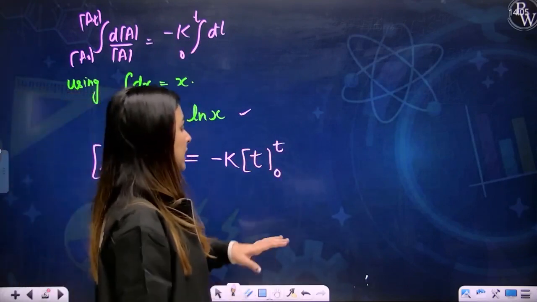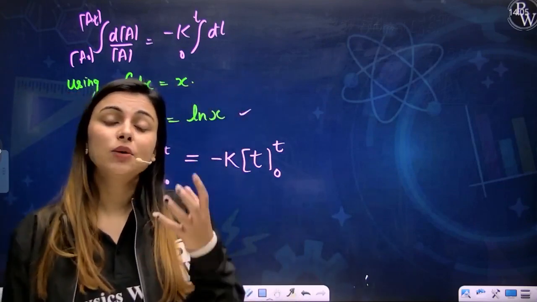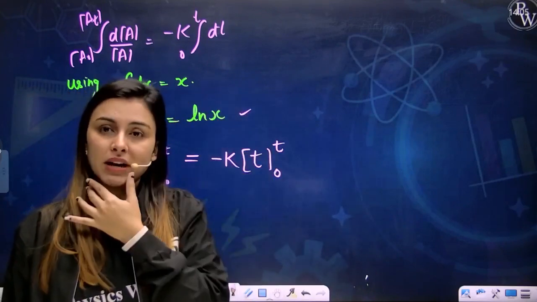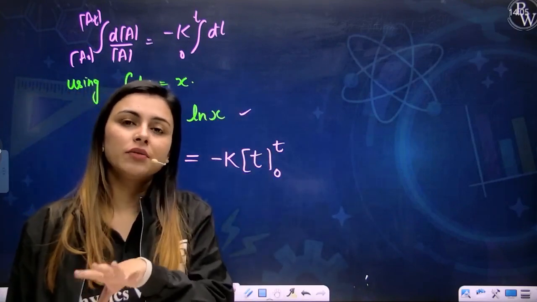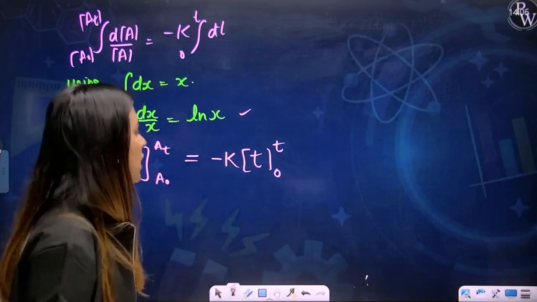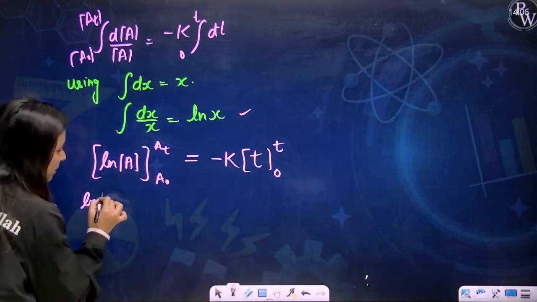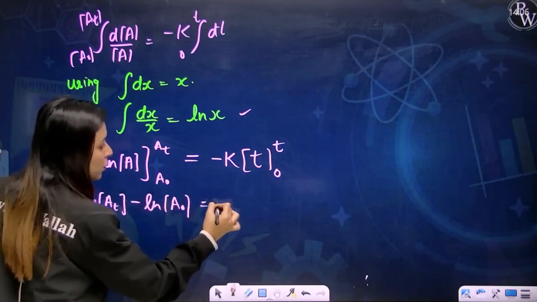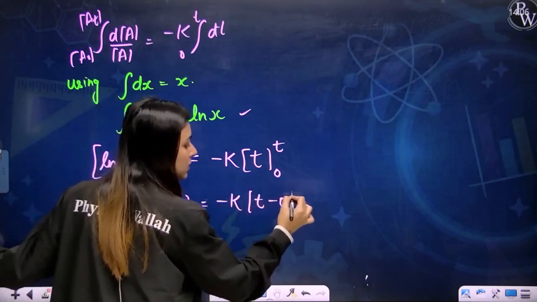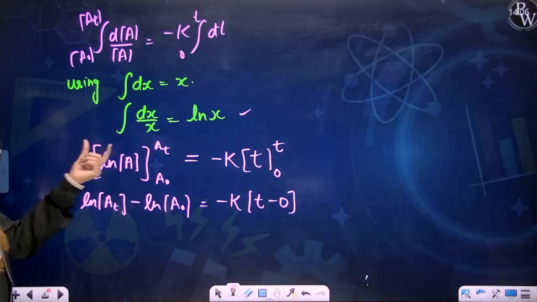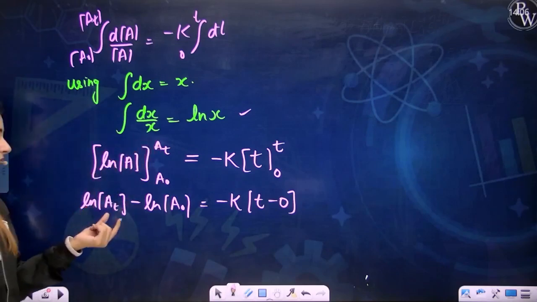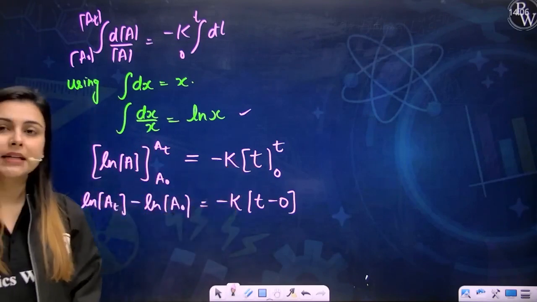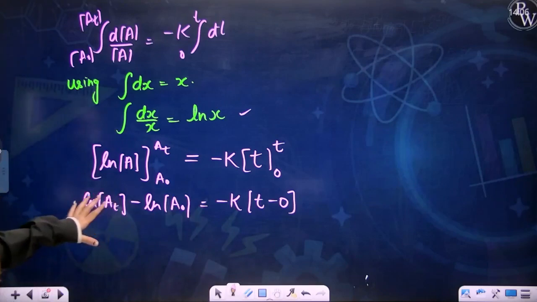Now, when you write this, you need to understand that whenever you put the limits, always the upper limit is to be put first, and then we put the lower limit and subtract it. So this would be, my dear students, ln of At minus ln of A naught is equal to minus kt minus 0. What did I do? I integrated it. The upper limit: ln of At minus ln of A naught is equal to minus kt minus 0, which is minus kt. Yes, perfect. I hope you're clear with this.